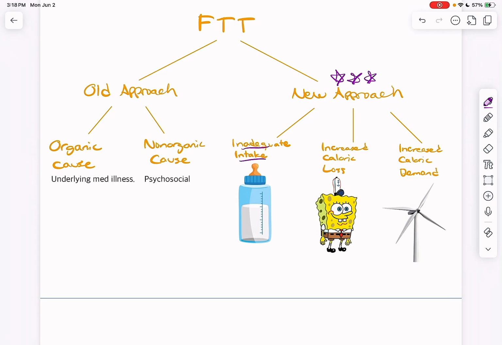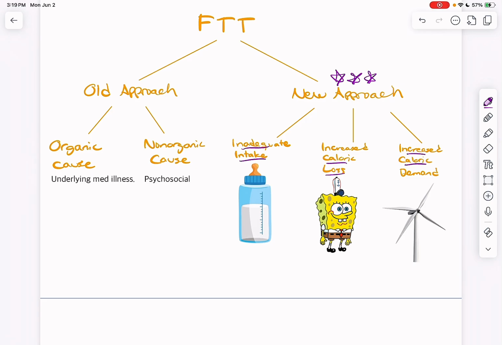Second, we have increased caloric loss. These are kids who may have a malabsorption type syndrome, in which they're taking in the milk or their nutrition properly, but they're just not absorbing the proper nutrients, leading to weight loss, potentially diarrhea of that sort. And then finally, we have increased caloric demand.